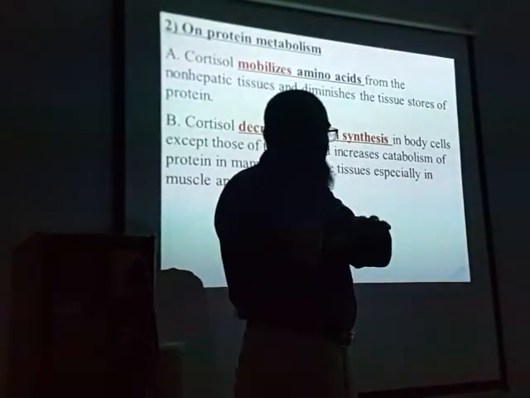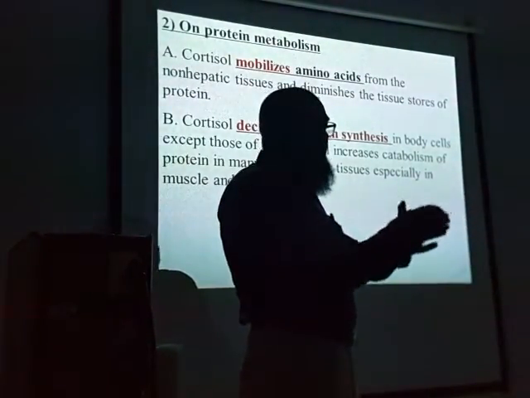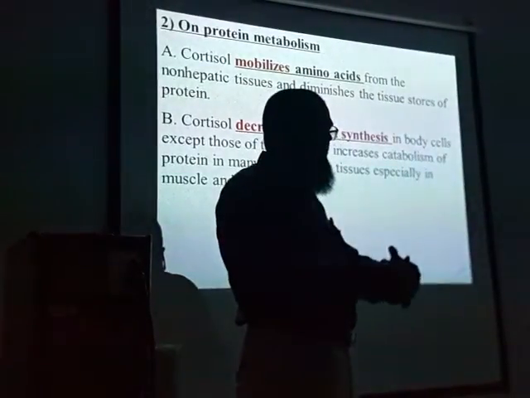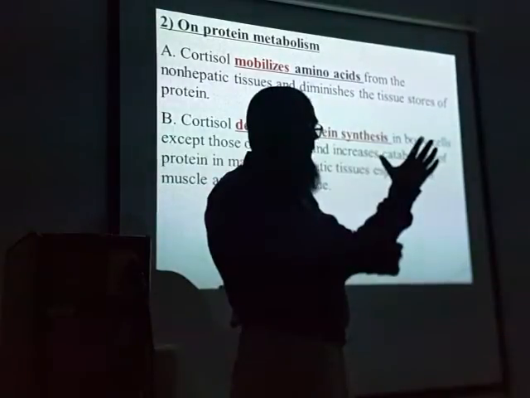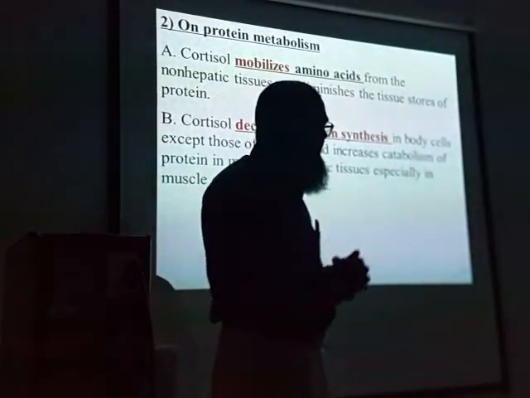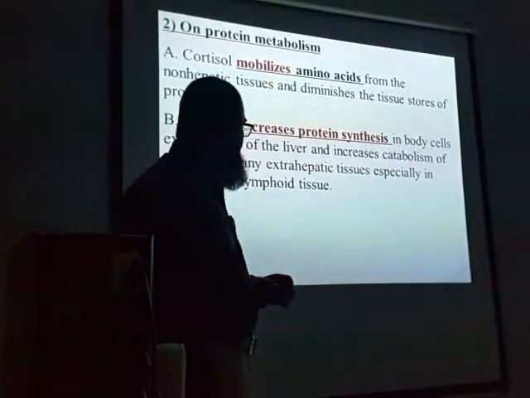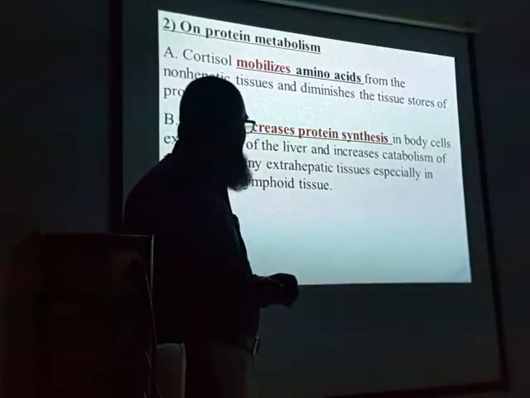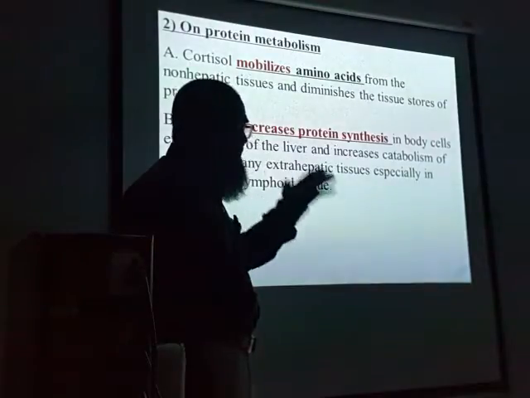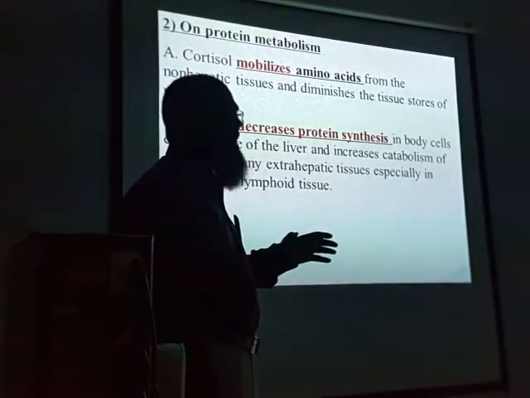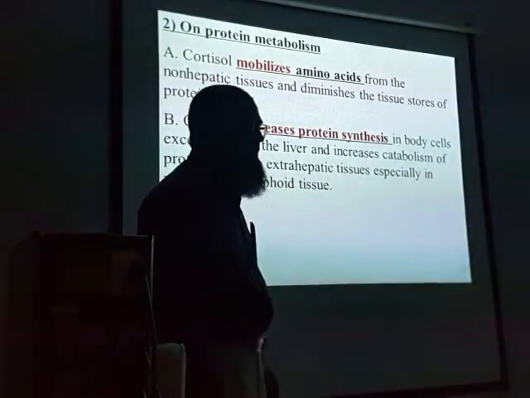Then you see the second effect: cortisol decreases protein synthesis. One function is it removes the amino acids. The second is it decreases the protein synthesis. So what you expect, the net result is decreased nitrogen. That means catabolism of protein. Except in the liver, it causes a decrease in protein synthesis. This is called a negative nitrogen balance.